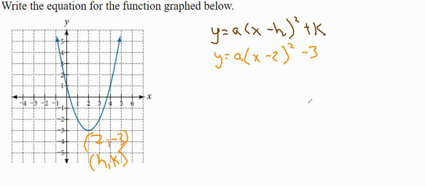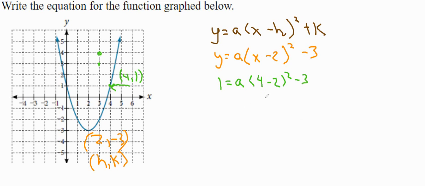And now we just got to figure out what the value of a is. And what we want to do is pick out a coordinate point where it goes through one of these little squares right here where it's obvious and not guessing like is it a half or a quarter or something like that. And it looks like it goes through really nicely right here at the point 4 comma 1. So that's just an x, y. So I'm going to put that into my x and y respectively. So I'm going to have 1 equals a parentheses 4 minus 2 squared minus 3.